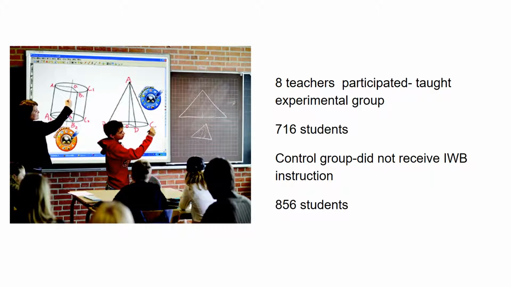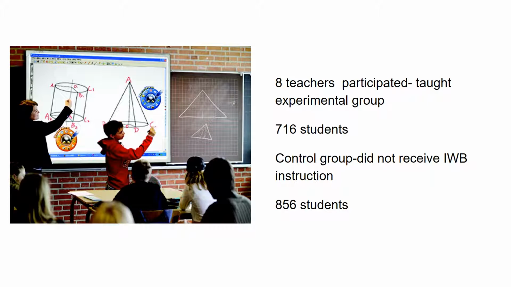But there were 8 teachers in this experiment. They participated and taught the experimental group, which did have the InterWrite board instruction, and that was 716 students that had the interactive whiteboard instruction. The control group, however, did not receive that whiteboard instruction, and there were 856 students of those.